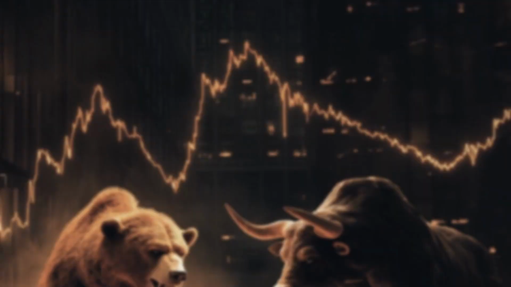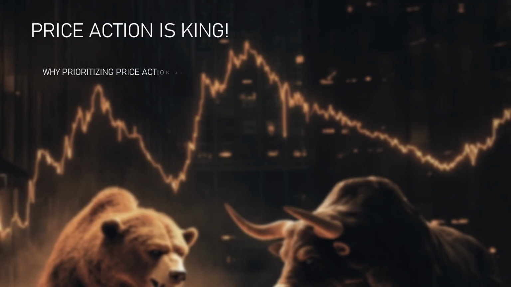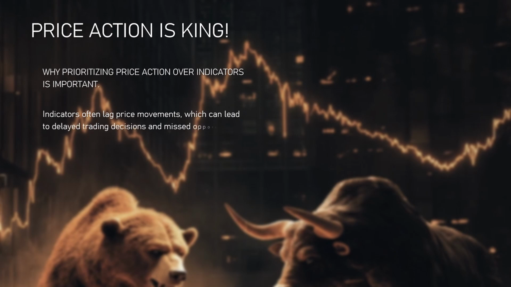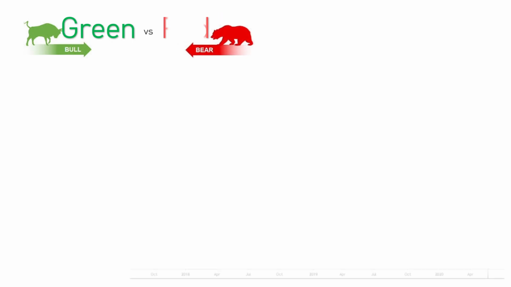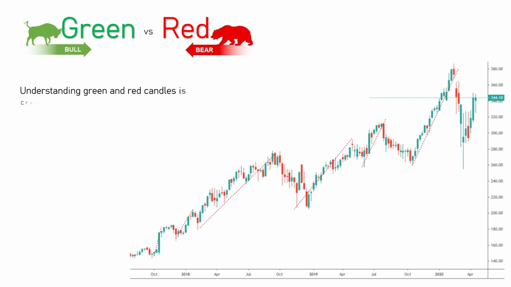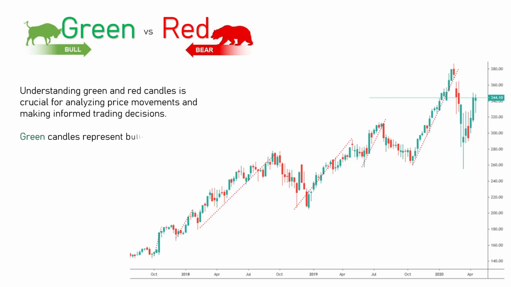Before we dive into specific candlestick patterns, it's important to understand why prioritizing price action over indicators is crucial. Indicators often lag price movements, which can lead to delayed trading decisions and missed opportunities. Trading price action concentrates on immediate market analysis, enabling traders to respond quickly to fluctuations in price. With that in mind, let's start with green and red candles, the building blocks of price action. Understanding these is essential for analyzing price movements and making informed trading decisions.